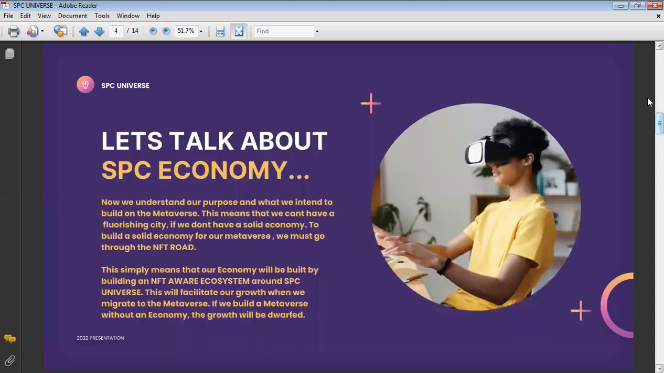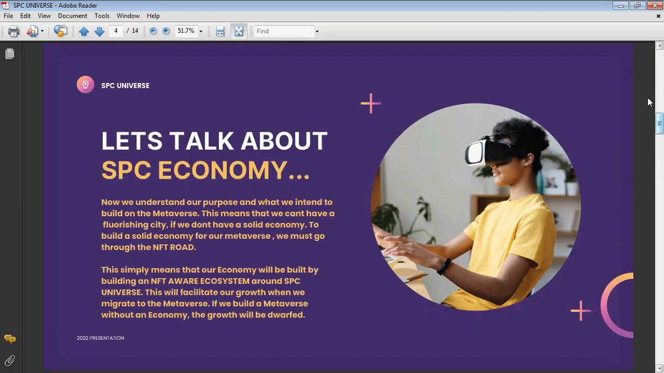So let's talk about the SPC Economy. Now we understand our purpose and what we intend to build on the metaverse. This means that we can't have a flourishing city if we don't have a solid economy. To build a solid economy for our metaverse, we must go through the NFT road. The NFT road leads to the metaverse, and everything we see on the metaverse is actually an NFT. So if we are going to build an economy on the metaverse, then we must build an NFT ecosystem that can fuel that economy, which in turn fuels our city. This simply means that our economy will be built by building an NFT-aware ecosystem around SPC.